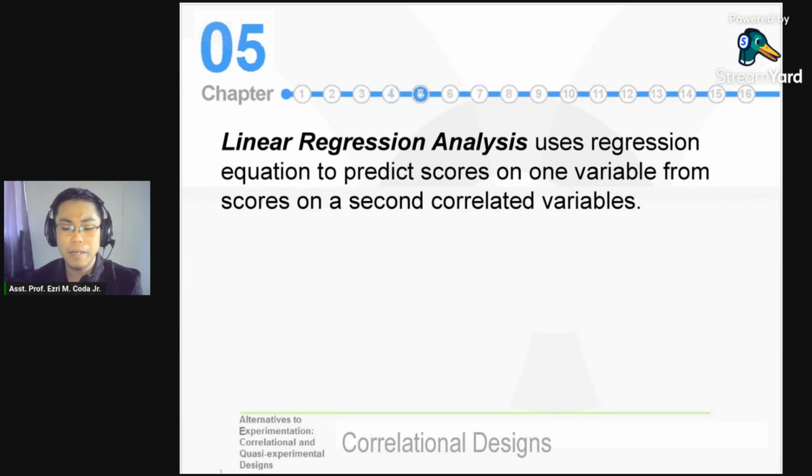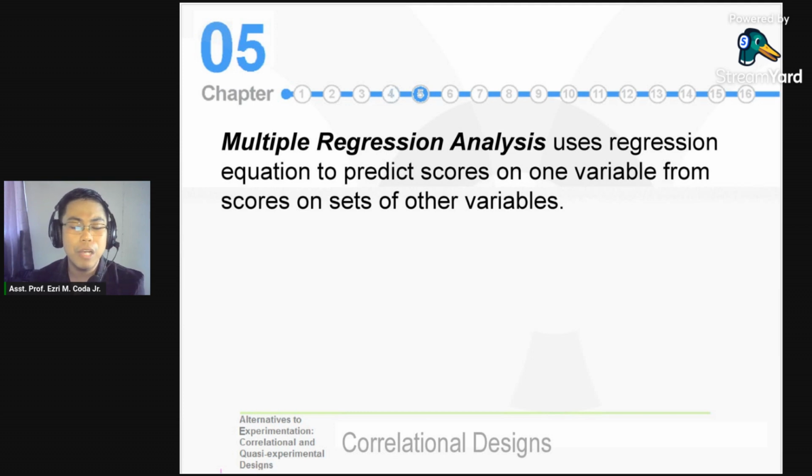I hope that is clear, okay? So we also have multiple regression analysis. So ayan, maraming variables lang ang ipipredict mo.